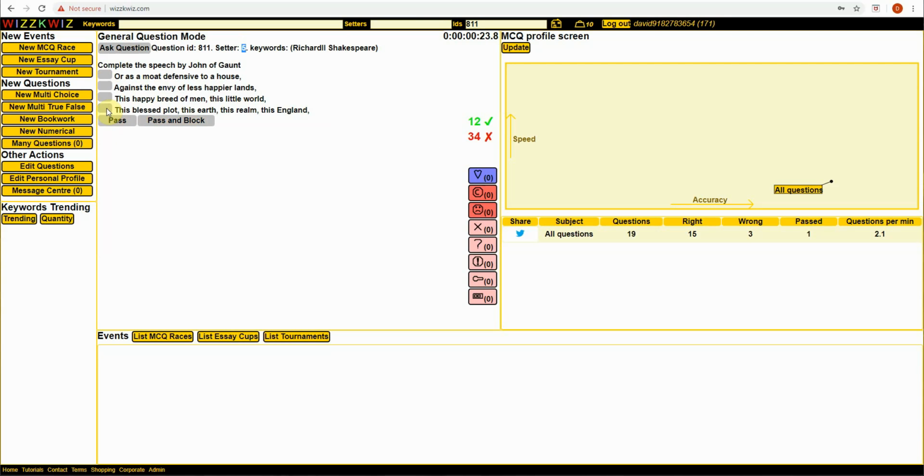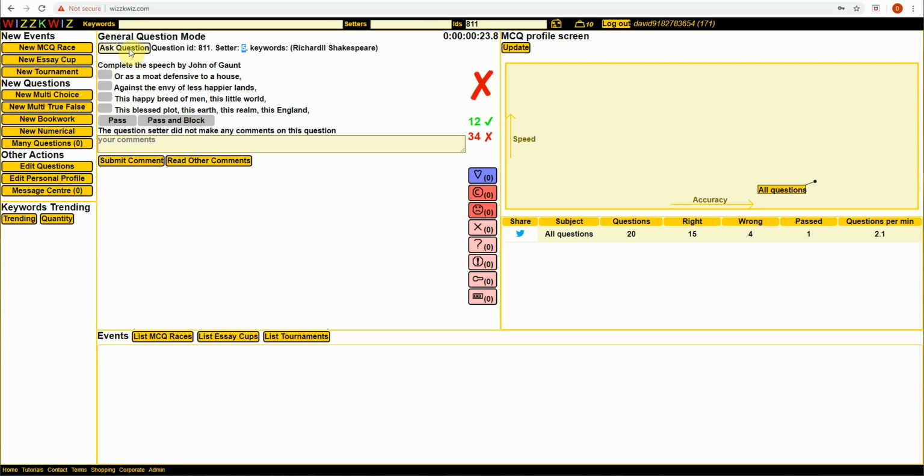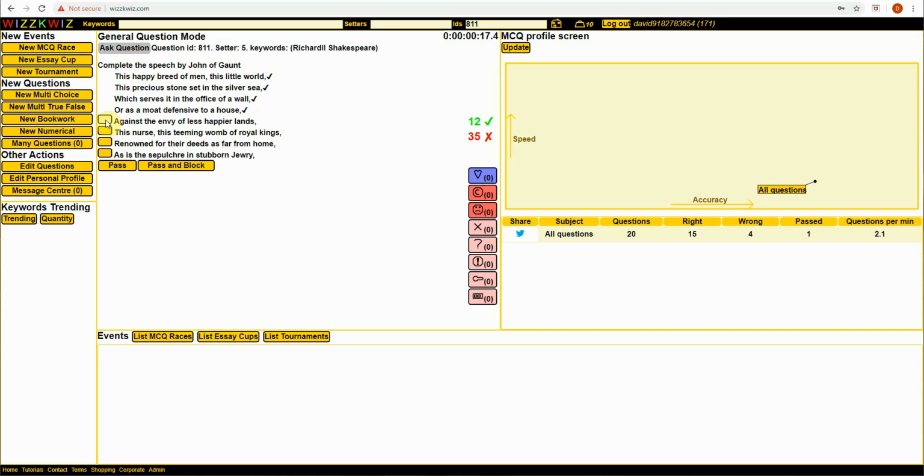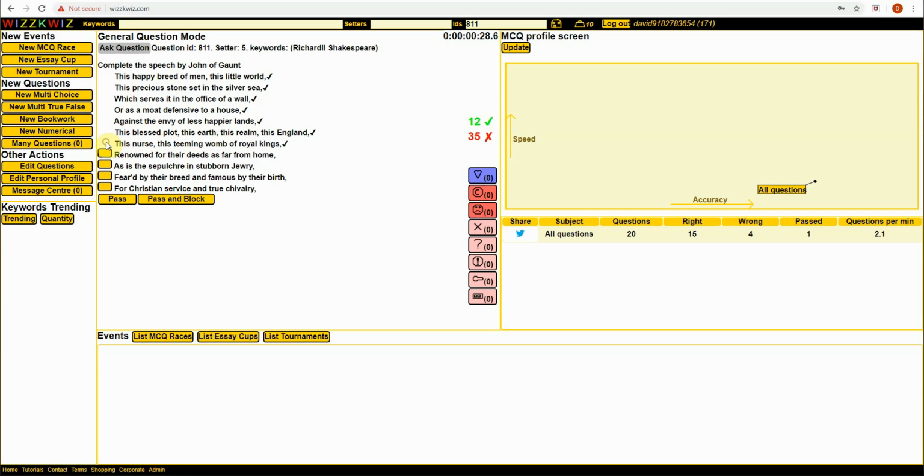Okay, so got that wrong. Let's try again. So that's clearly the first line. This happy breed of men, this little world, this precious stone set in a silver sea, which serves in the office of a wall, or as a moat defensive to a house, against the envy of less happier lands. I think it goes there. Yep, this blessed plot, this earth, this realm, this England, this nurse, this teeming womb of royal kings, feared by their breed and famous for their birth.